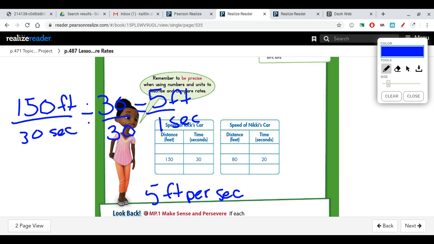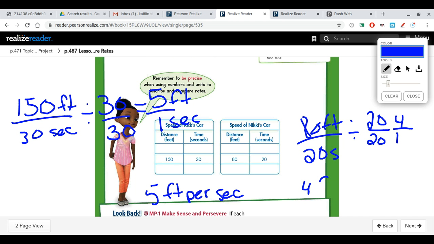And then for the distance of Nikki's car, I'm going to do 80 feet for every 20 seconds. I need to get to the unit rate, so I'm going to divide both the numerator and denominator by 20, because again, my unit rate is per second. When I divide by 20, I end up with 4 over 1, or 4 feet per second. And so Rick's car is the fastest car.